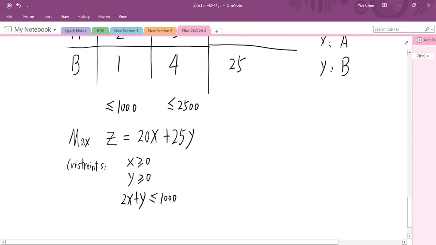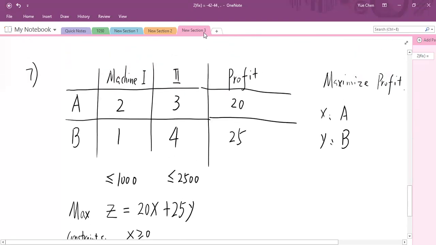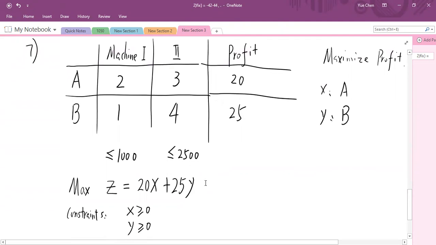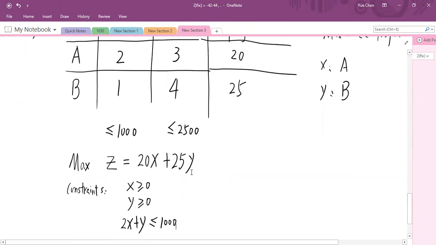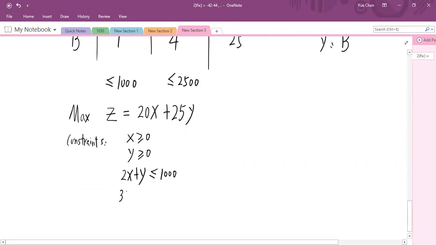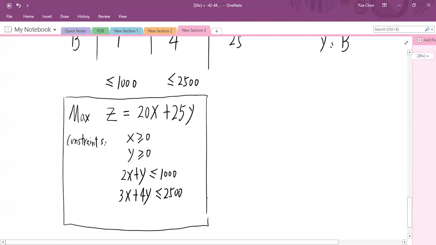The second one is the total hours on machine 2, which is less than or equal to 2,500, right? So this would be 3x plus 4y. This is the total hours on machine 2. So 3x plus 4y should be less than or equal to 2,500. Okay, so this is your linear programming problem, right? It asks you to just set it up, you don't need to solve it. Number 7 done, so number 8.